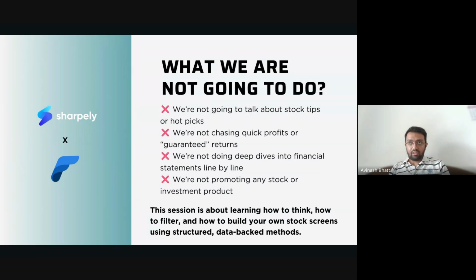Before starting, one more thing that I would like to clarify is what we are not going to do. As I mentioned, we are not going to talk about stock tips or hot picks, like this is the sector to go for and so on. We are not chasing quick profits or guaranteed returns. After creating the screen, I'll show you the back testing. In back testing, you will be able to see how much returns the strategy based on the screen that we have created has generated. But those past returns are not guaranteed future returns, right? The third part is that we are not doing a deep dive into any financial statements line by line. The focus is on screening. And again, we are not promoting any stock or investment product, right?